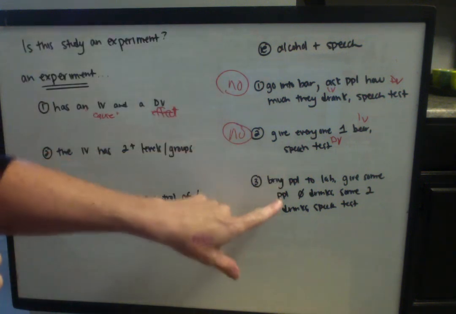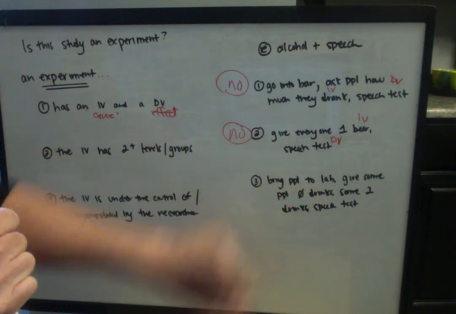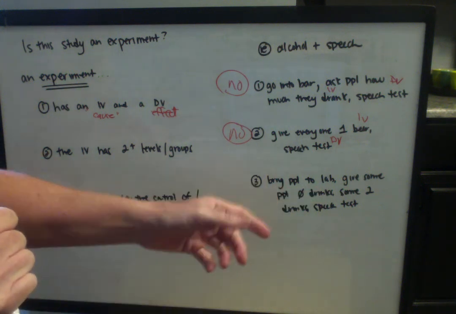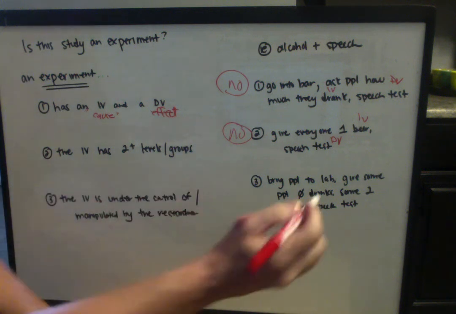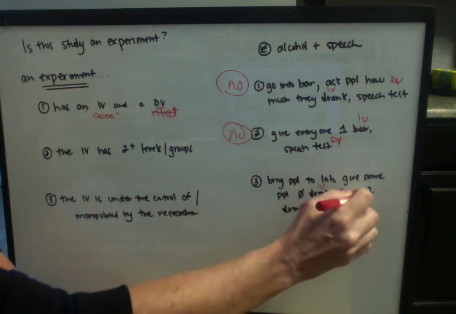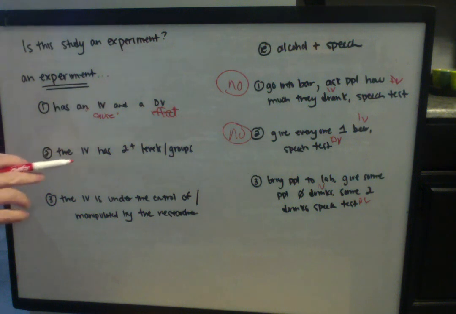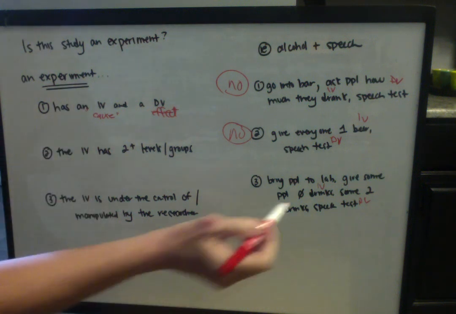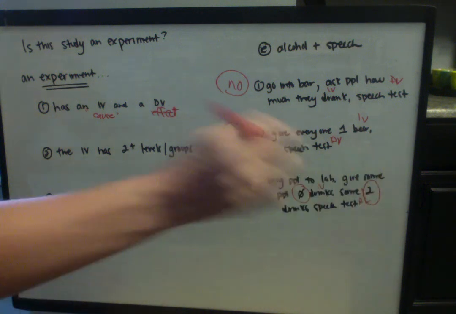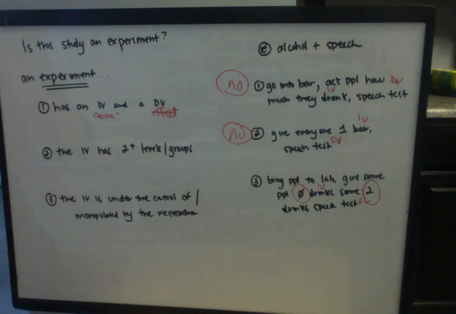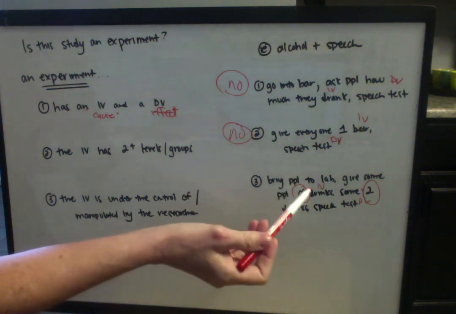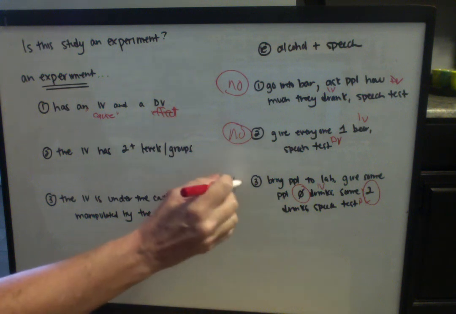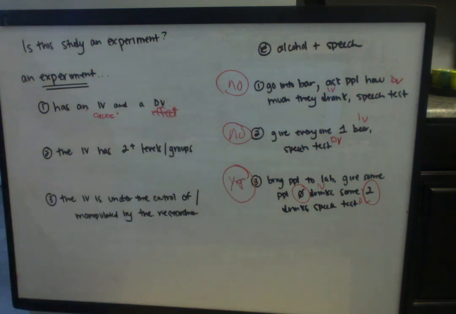And then last but not least, we're going to go to this third one. Let's say we bring people into our lab, we give some people 0 drinks and we give some people 2 drinks, and then we give them that same speech test. Do we have an independent and a dependent variable? Yes, our independent is alcohol and our dependent is the test. Does the independent variable have two or more levels? Yep, some people have 0 drinks, some people have 2 drinks. And is the independent variable being manipulated by or controlled by the researcher? Yes, it's the researcher that gives people the alcohol. So in this example, we have an experiment.